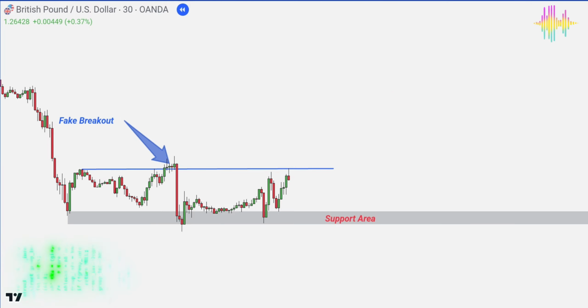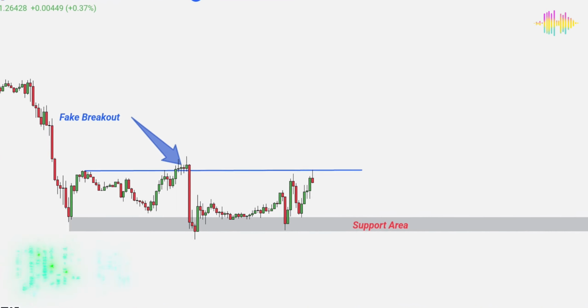Of course, as the formation was taking shape, it also created a significant support area at the bottom. It's essential to mark this zone as well because if a long position trading opportunity arises, we can set the lower part of the support area as our stop loss level.